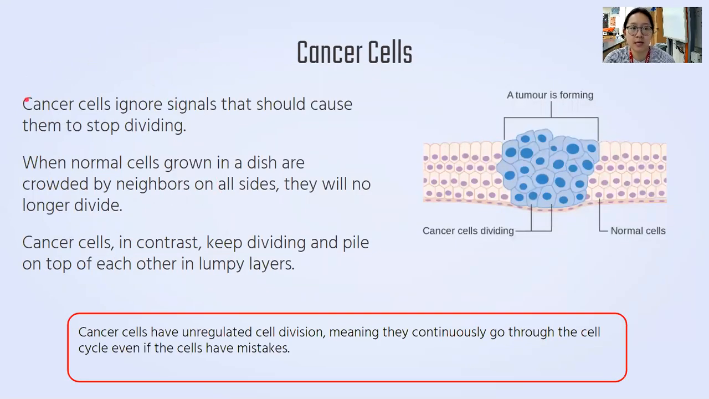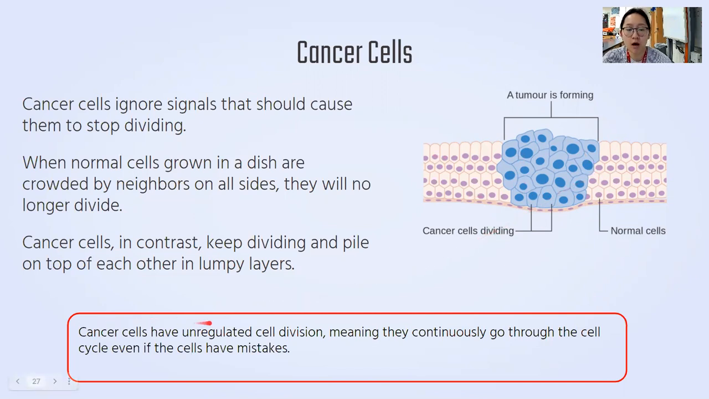So cancer cells, like I said, will ignore signals that should cause them to stop dividing. So they're going to divide over and over and over again, even when they're not supposed to. When normal cells are grown in a dish, they're crowded by neighbors on all sides, so they will no longer divide. But cancer cells will keep dividing and pile on top of each other in lumpy layers, even when they're completely overcrowded, right? They don't recognize the idea that they're not supposed to keep growing, and they don't recognize any signal that tells them to stop growing.